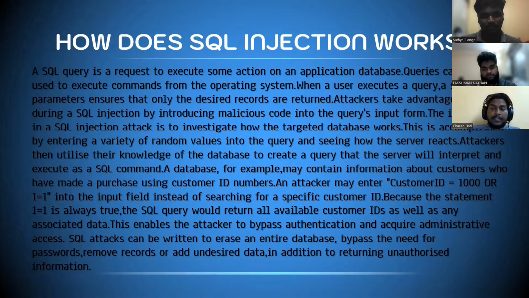A database, for example, may contain information about customers who have made a purchase, using customer ID and numbers. An attacker may enter customer ID equals 1000 or 1 equals 1 into the input field instead of searching for a specific customer. Because the statement 1 equals 1 is always true, the SQL query would return all available customer IDs as well as any associated data. This enables the attacker to bypass authentication and acquire administrative access.